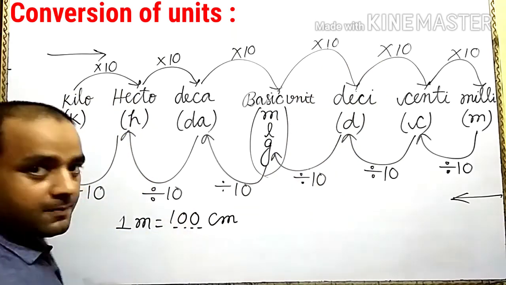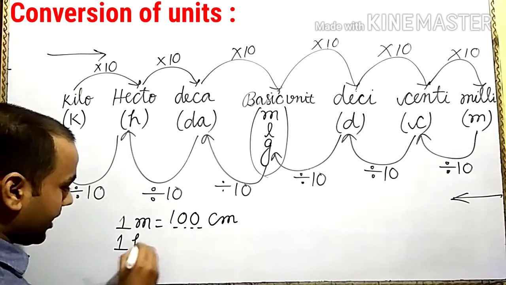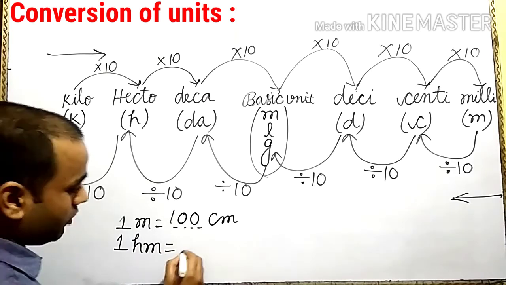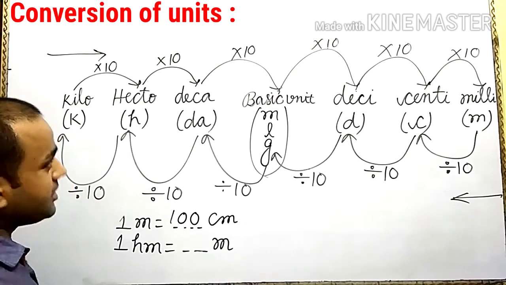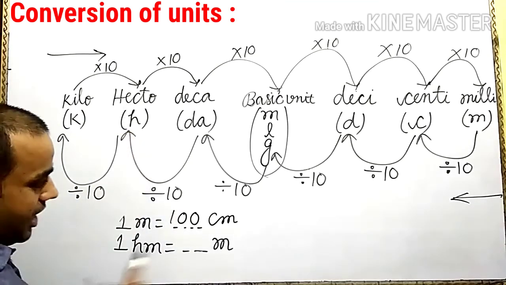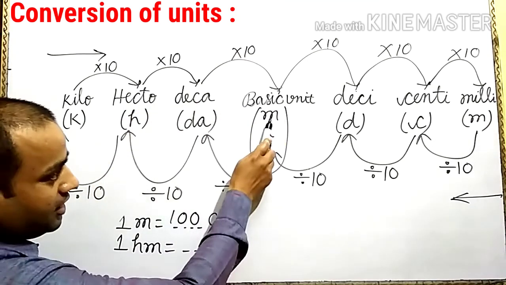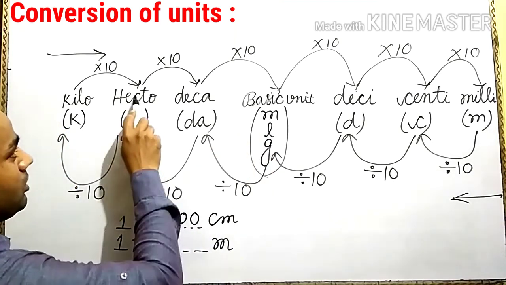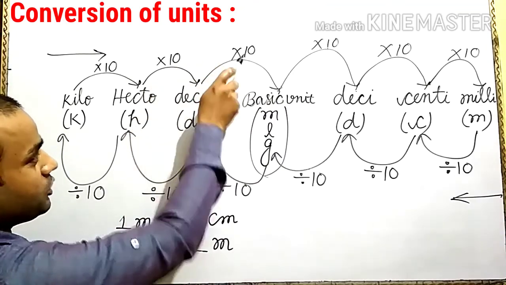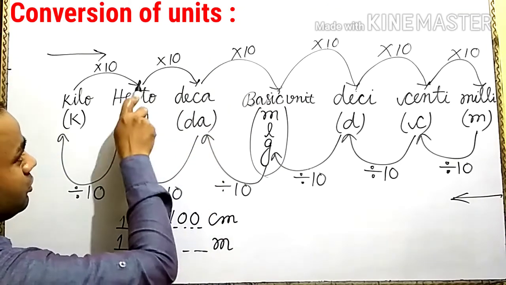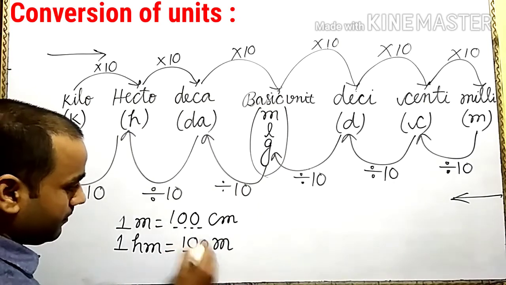Is it clear? Next, we take 1 hectometer is equal to blank meter. Where is hectometer? Here. And meter? Hecto here, basic unit here, meter. Go through 1 step, 2 steps, which means multiply by 10 into 10, 100. Going from left to right, we multiply 10 into 10, 100.